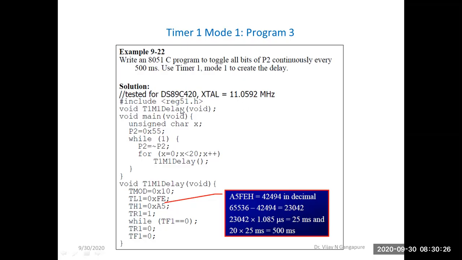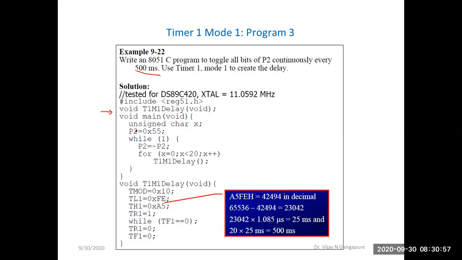So, #include reg51.h, void T1M1 delay. I'm declaring a function here, having the name T1M1, which means timer 1 mode 1 delay. I'm using timer 1 in mode 1 to generate a delay of 500 millisecond. What we are going to do is toggle all the pins of port 2 continuously, and in between we should have a delay of 500 millisecond. So that is the problem.